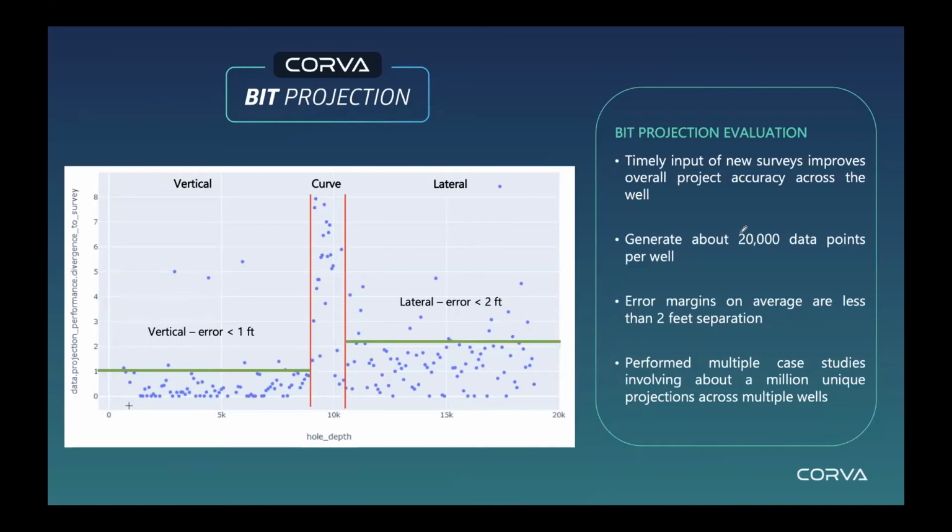So on average, this app, like I said, runs every 30 seconds. We're getting 1, 2, 3 data points per foot. So we're generating anywhere from 20,000 to 30,000 data points per well with all of this information. Again, on average, error margins are less than 2 feet. Sometimes they're even more accurate, as you can see in this example. And we've done several pretty large case studies for several large clients of ours to show the differences between DD's projections and Corva's projections and how much more data we can show. So we've done tons of research to validate all of this information.